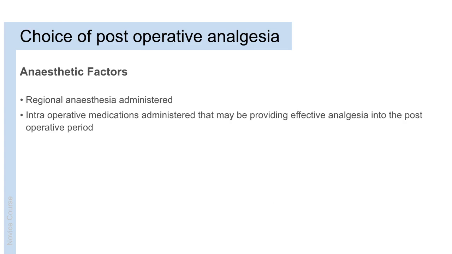A few anaesthetic factors that may affect the choice of postoperative analgesia include the use of regional anaesthetic techniques. For example, peripheral nerve blocks or neuraxial techniques may reduce the need for oral or intravenous analgesia postoperatively, though careful thought needs to be given to when these wear off, especially as the patient may be discharged from the recovery area at this time back to the ward.